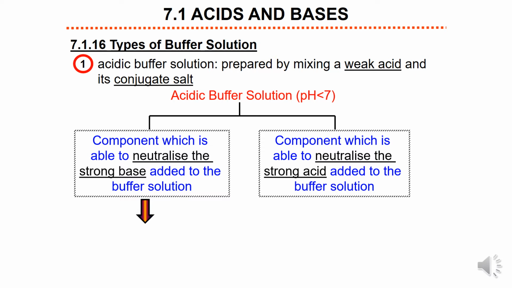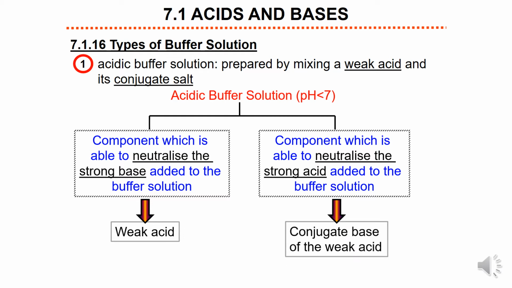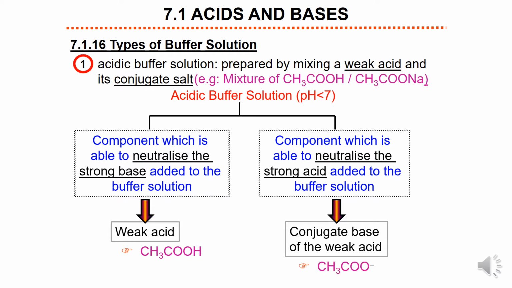The component which is able to neutralize the strong base is the weak acid. The component which is able to neutralize the strong acid is the conjugate base of the weak acid. Example, acetic acid and sodium acetate. The weak acid is acetic acid. The conjugate base of the weak acid is the acetate ion.